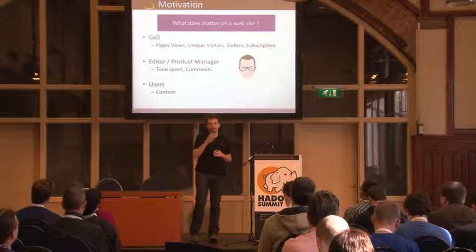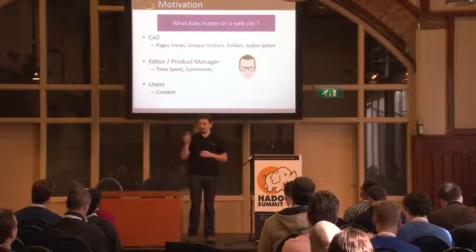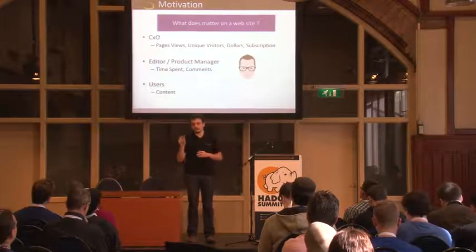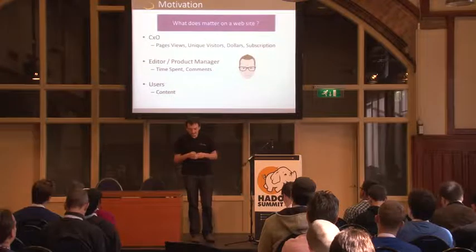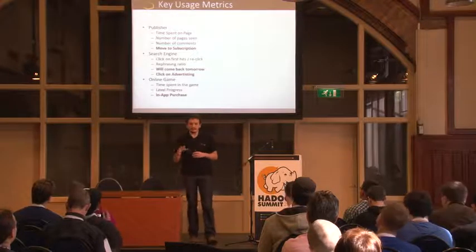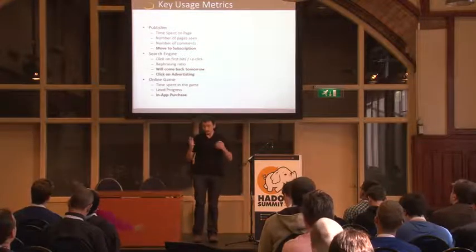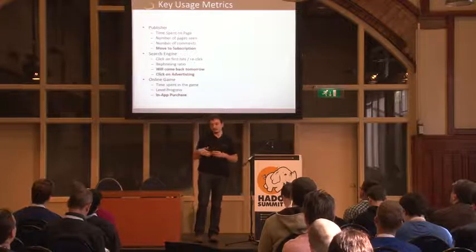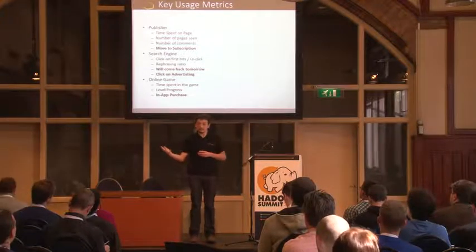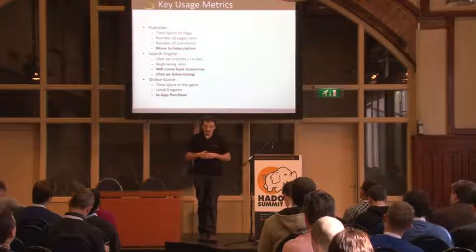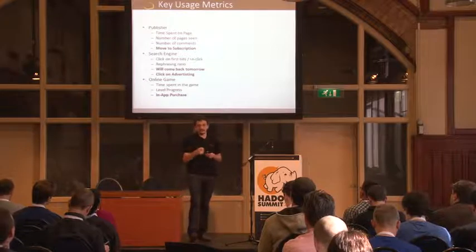A CIO will talk about the number of unique visitors and about revenue, and people more like a product manager or an editor on a website will focus a lot on the number of comments generated by users, time spent on the website, and so on. Depending on what kind of business you're in, a newspaper or news website would focus on the number of articles seen and time spent, and in terms of business metrics, subscriptions, whereas a search engine will focus on click ratio on the first hit and advertising revenue and so on.